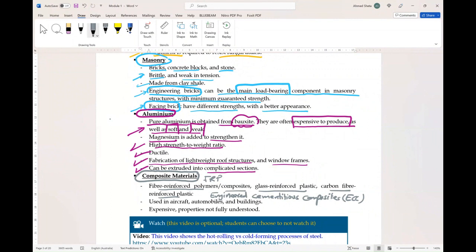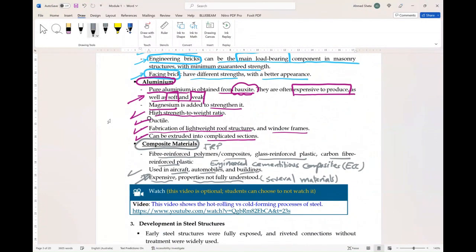These materials can be used in aircraft, automobiles, and buildings. The drawbacks of these materials are that they are expensive. The properties are not fully understood because they consist of several materials. So the properties are not very clear. Need more study.